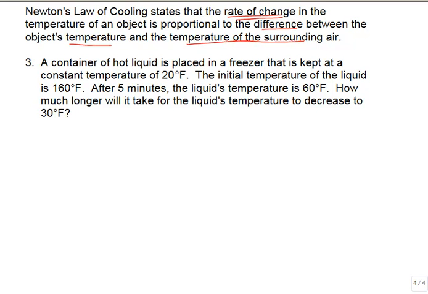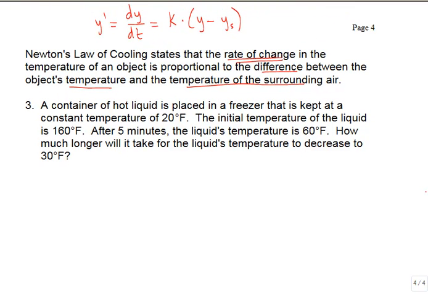Okay? So, if we want to use Newton's law of cooling, the only thing we have going for us right now is this differential equation: y prime, or dy/dt, is equal to k times the temperature minus the temperature of the surrounding air. Do we know in this problem the temperature of the surrounding air? Yes, because we're putting this liquid in a freezer that has a constant temperature of 20 degrees. So 20 is going to go right here where this y sub s is.